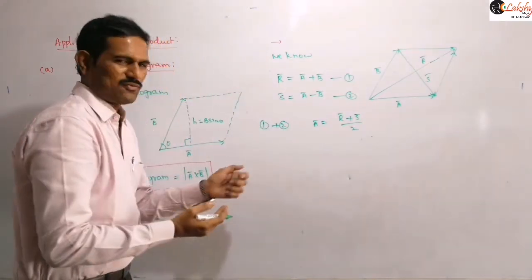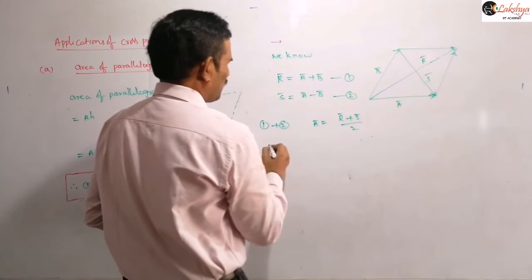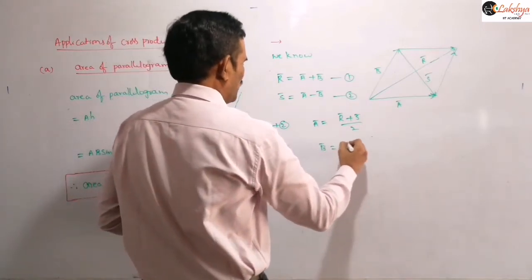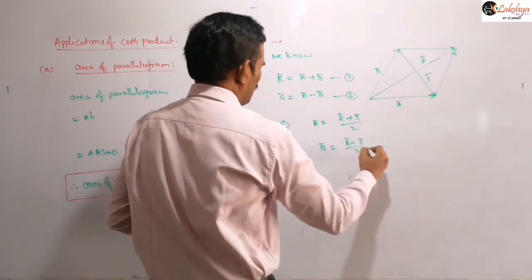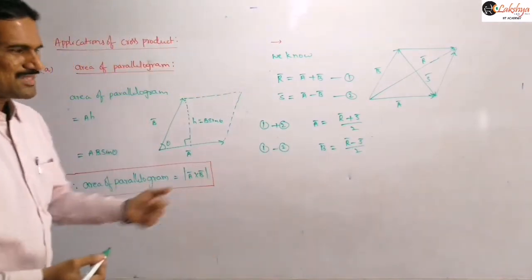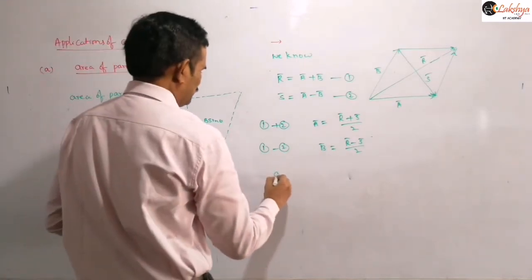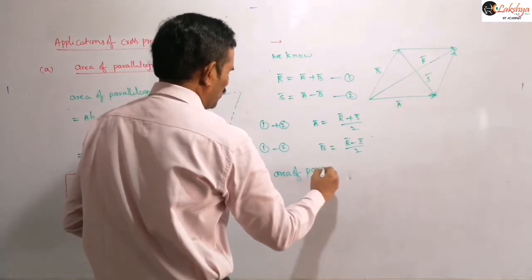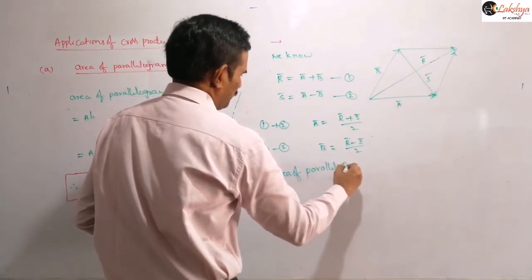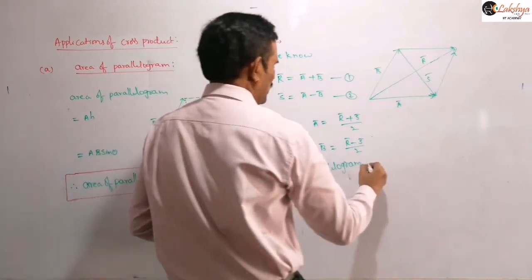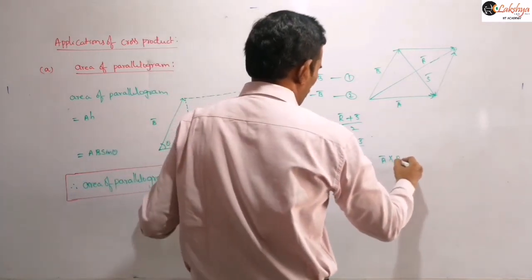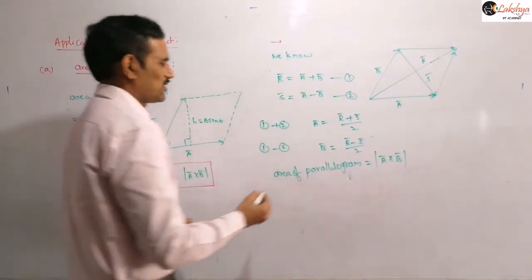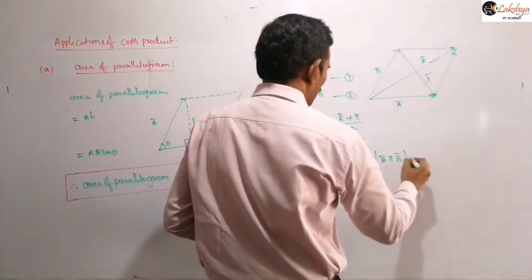That means you will get 2A bar. Therefore B bar, if I am subtracting 1 and 2, from that we can write this value as R bar minus S bar by 2. And now from this, calculate the area of the parallelogram. Therefore, the area of the parallelogram, from the previous point we know that A bar cross B bar is our area of the parallelogram.